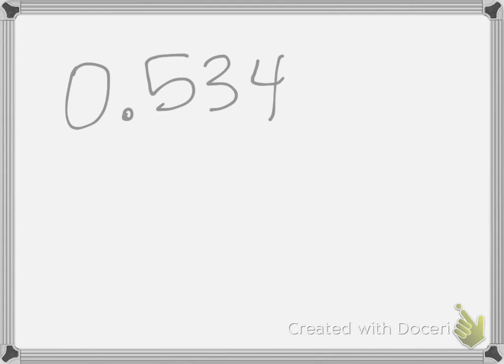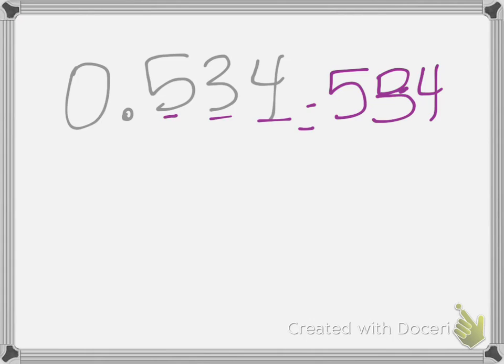So let's pull up this one. Okay, so I'll look at that number. Oh, so tenths, hundredths, thousandths. So now I have a 3, 4, and my denominator is 1,000.